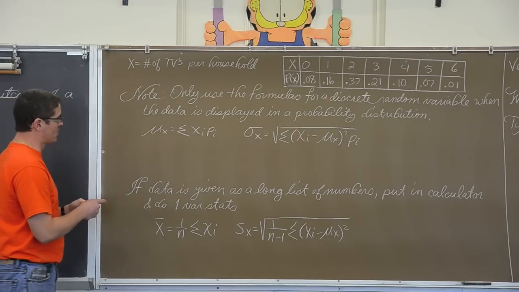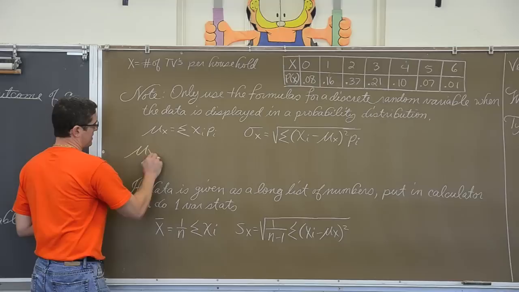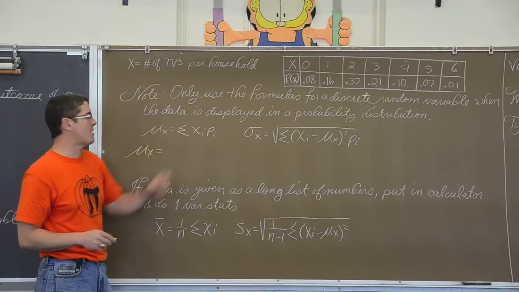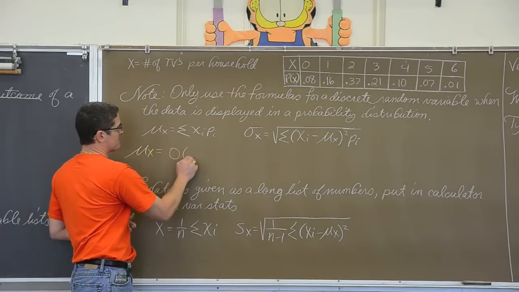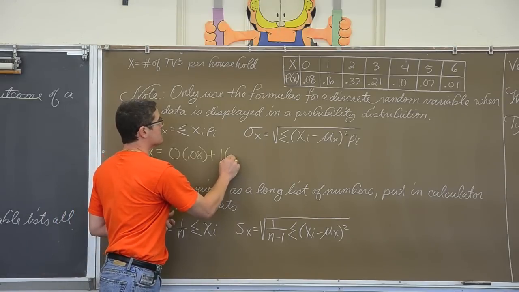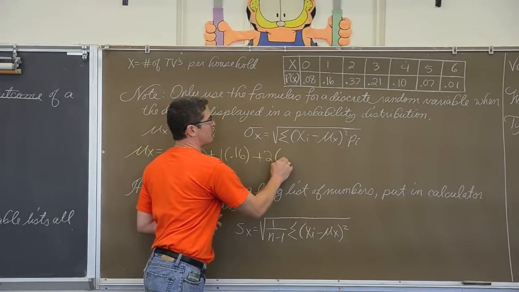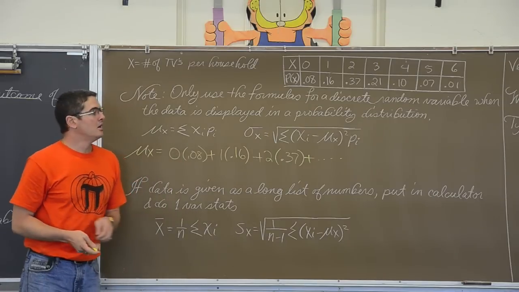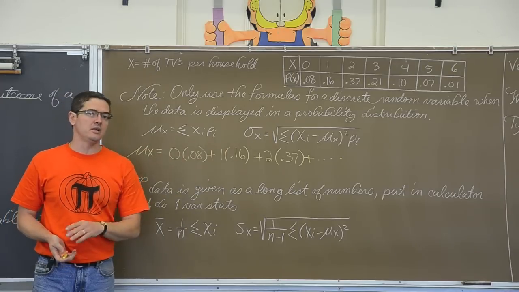Let me just write out a short string of steps here for the average. If you wanted to find the average of x, it is the individual outcomes multiplied by their probabilities, added together. So it looks something like this: 0 times 0.08 plus 1 times 0.16 plus 2 times 0.37, and so on until you finish adding up the products between the outcomes and their probabilities all along the PDF table.